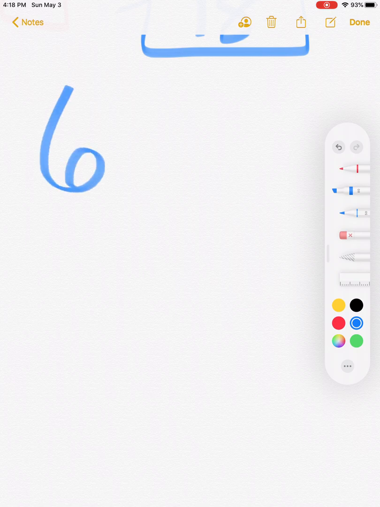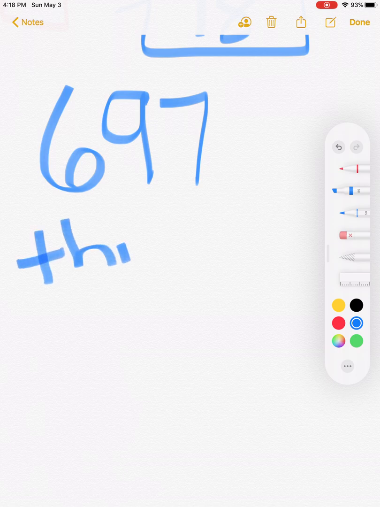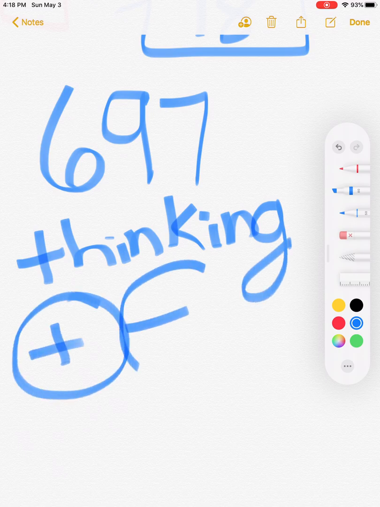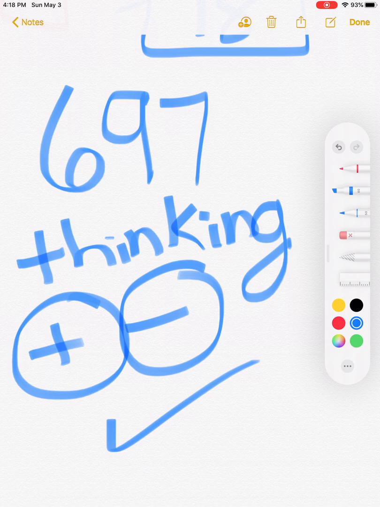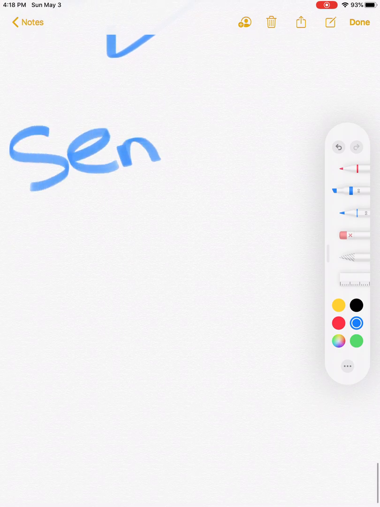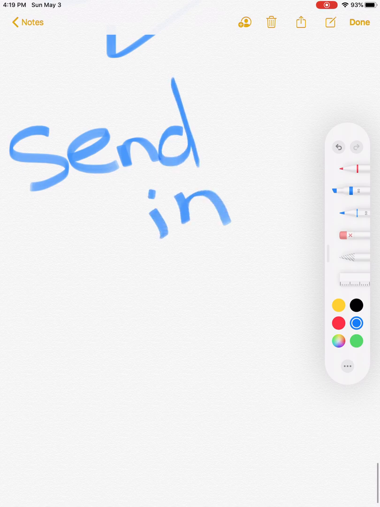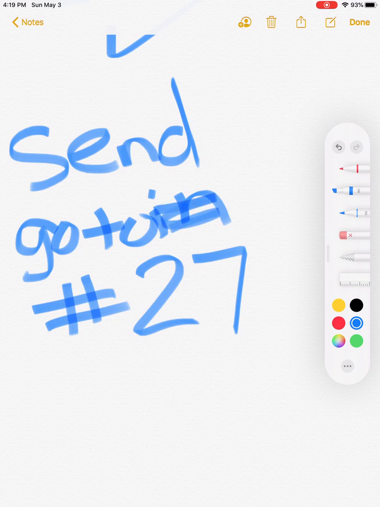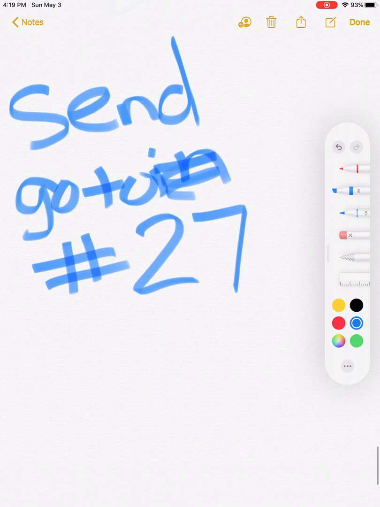Then on page 697, it's all about thinking through the problem. Thinking through. Are you going to add? Are you going to subtract? Are you going to simplify? Yes, you are. You're going to send in those 3 pages. And that goes all the way to number 27. All 3 of those pages.